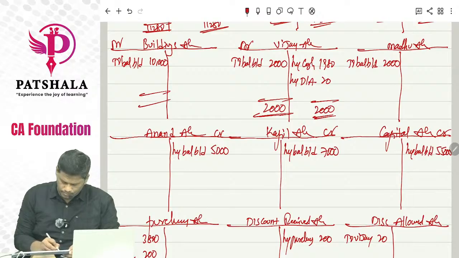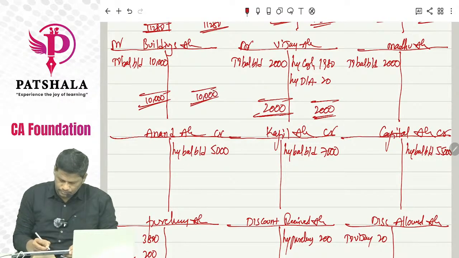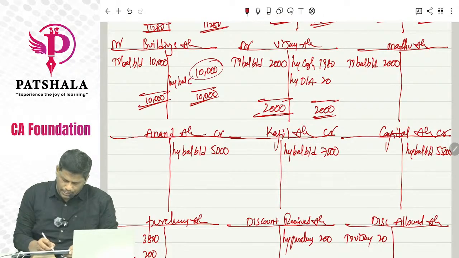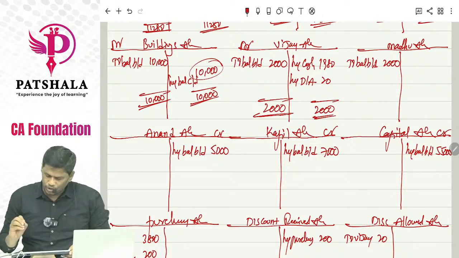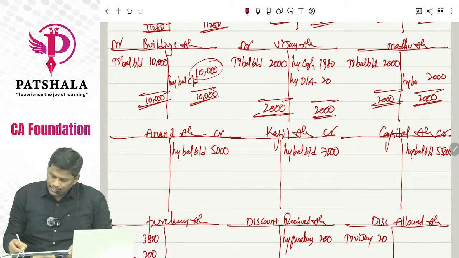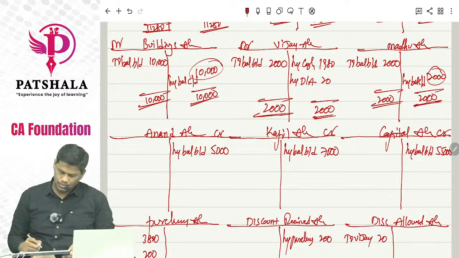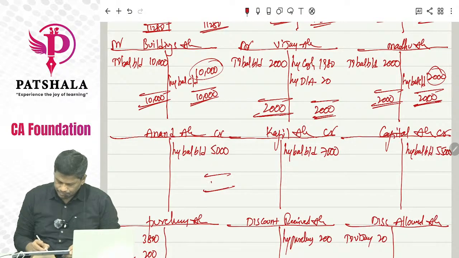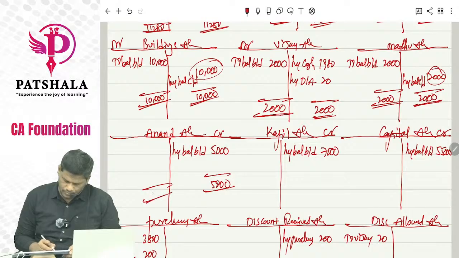Buildings 10,000, 10,000, 10,000. By balance carry down. Vijay already closed. Madhu 2,000, 2,000, 2,000. By balance carry down. Anand 5,000, 5,000, 5,000. To balance carry down.